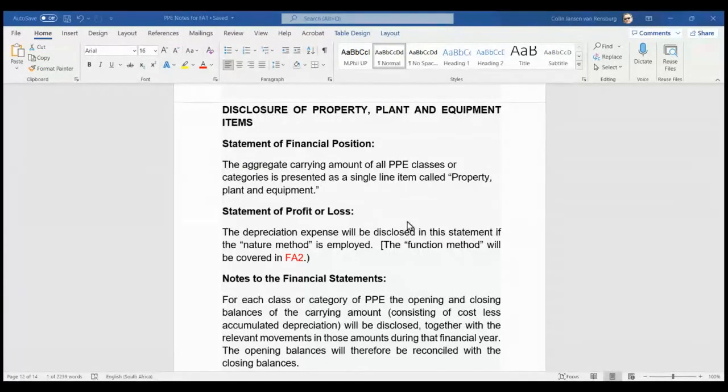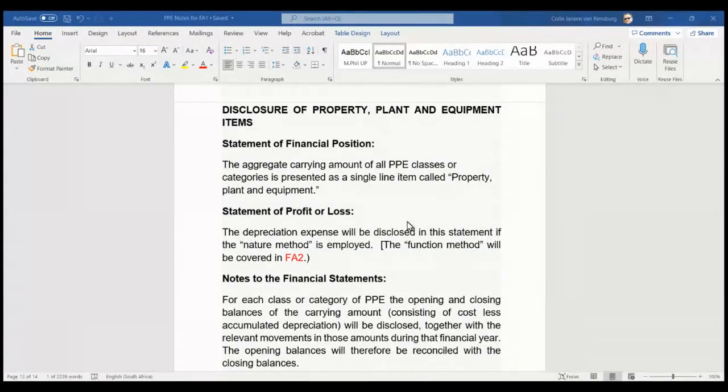But it all depends, ladies and gentlemen. If it's a small business and it's got very few, maybe only two categories of property, plant, and equipment, then you can show it separately on the face of your statement of financial position. But we must also know the minimum requirement so that we can apply that. So normally that is what we would do, especially in the case of a large company.